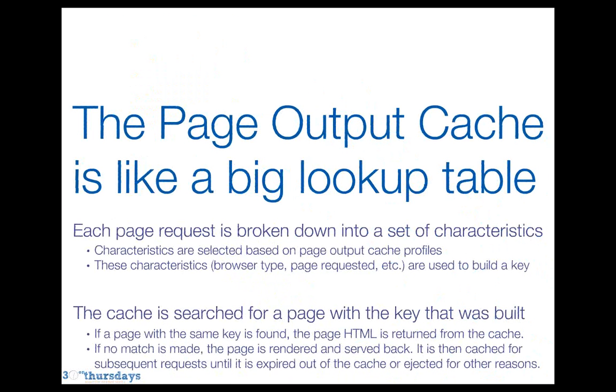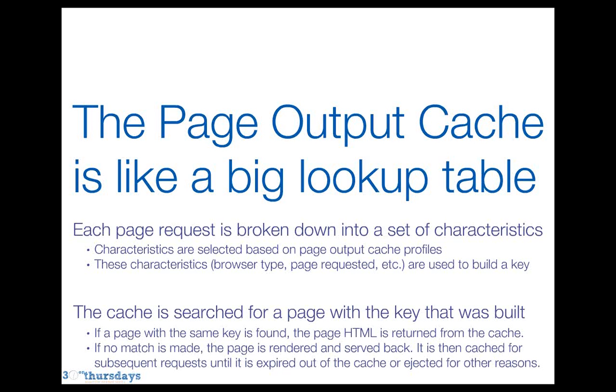Now, once the key has been built, the cache in memory is searched for a page with that key. If a page exists in memory with that key, it gets served back to the user. The page processing pipeline is bypassed. But if no match is made, for instance, if I'm requesting page XYZ using Internet Explorer and somebody else comes in and requests page XYZ but with Firefox, and I'm varying by browser type, which is pretty common, then I'd need to re-render that page and insert it into memory so that the next request that comes through can pull that page out of memory unless it gets ejected for time reasons or gets invalidated in some other way.